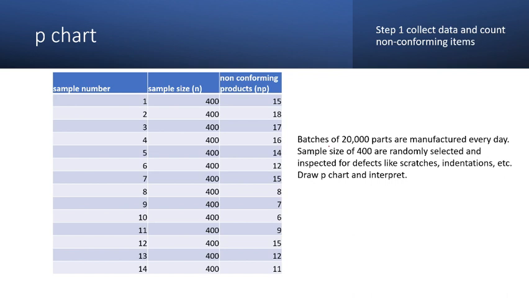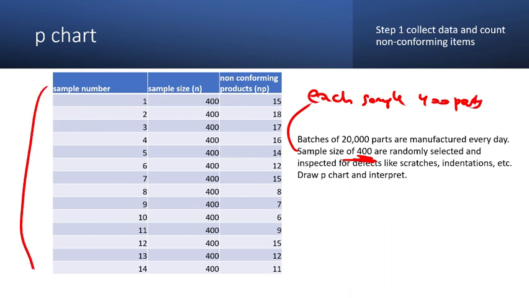So this is a simple example for the p-chart. We have a batch of 20,000 parts. Batch means that this is just mass production, yes? And we are selecting sample sizes of 400. So in each sample, 400 parts. And then we have 14 samples in total. And we inspect for defects, scratches, indentations, whatever. And then the question is to draw the p-chart and then interpret it.